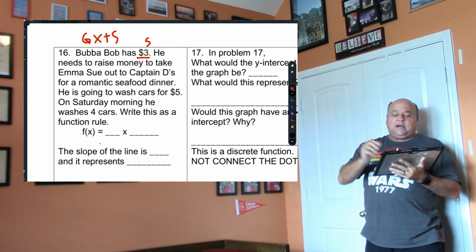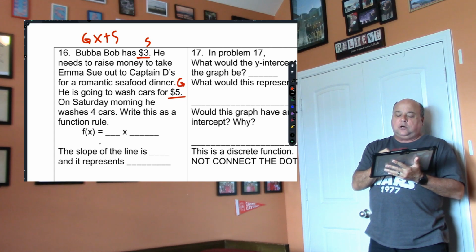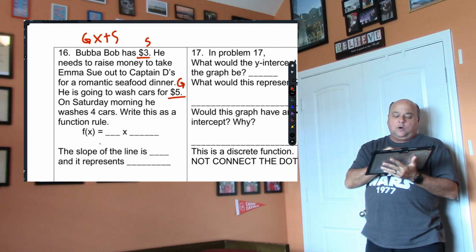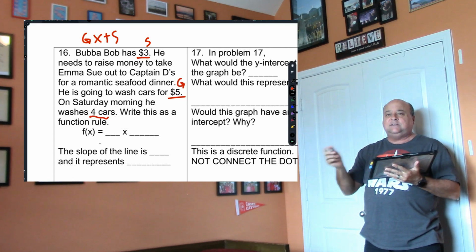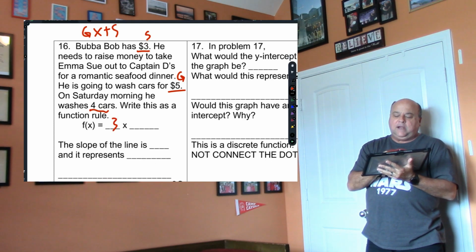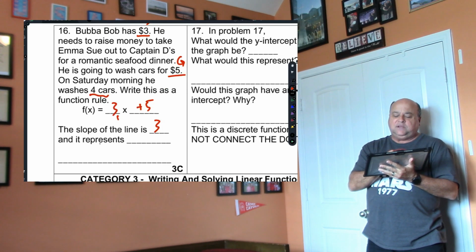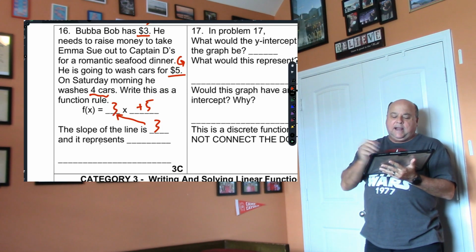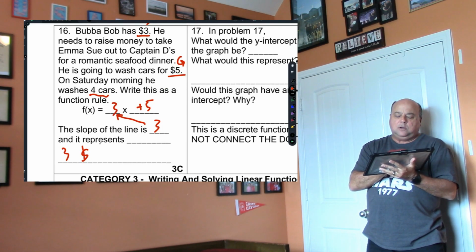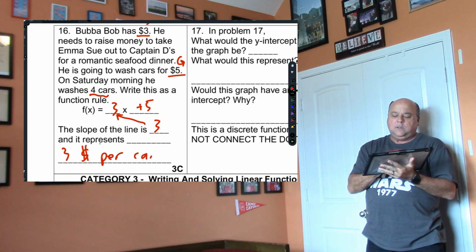Okay, he is going to wash cars for $5 each. That's our growing number. On Saturday morning, he washes 4 cars. Write this as a function rule. So we have 3x plus 5. The slope of the line is 3. Remember, this number right here is your slope. And it represents $3 per car, doesn't it?